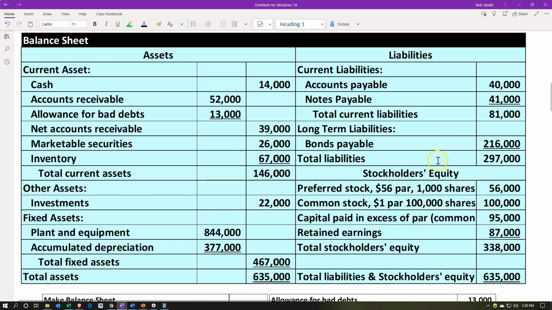And then if we add up the liabilities and the stockholders' equity, that should give us the 635, and it should match the total assets over here. So that should match.